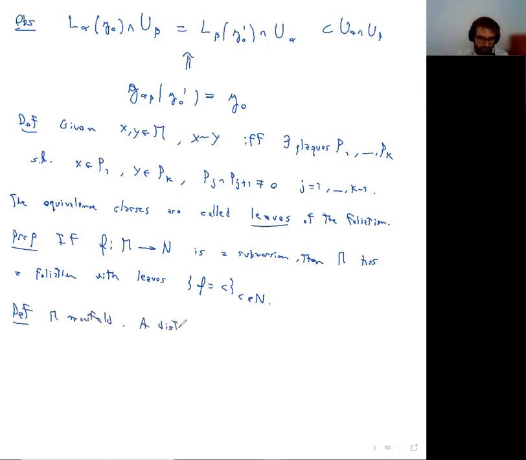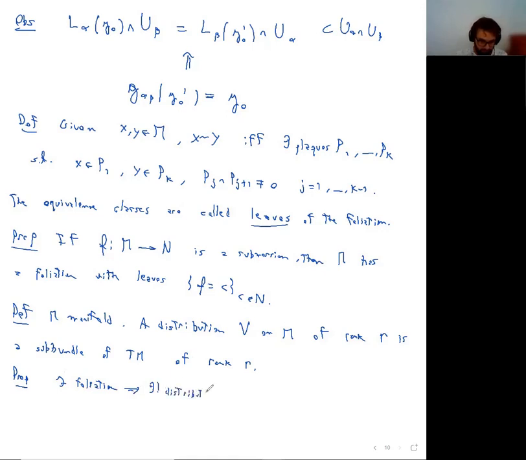If you have a manifold M, a distribution V on M of rank R is a subbundle of TM of rank R. So this is what we call a distribution. And if we have a foliation F, then there exists a unique distribution V such that if you look at this distribution over a point p, this is precisely the tangent space to the leaf of F passing through p.